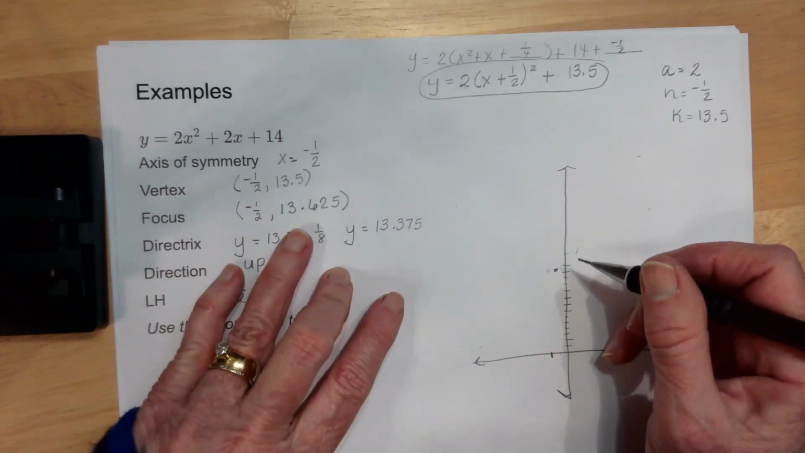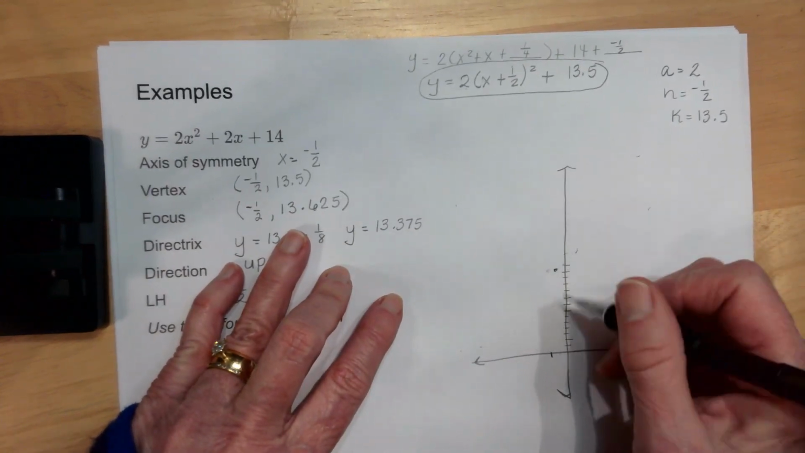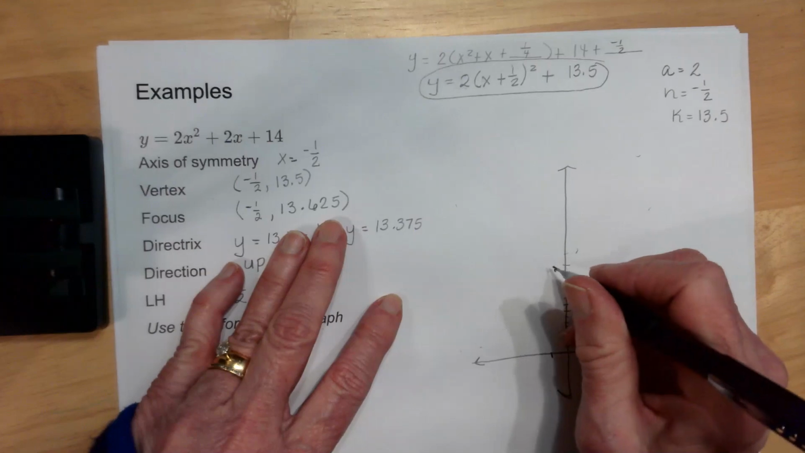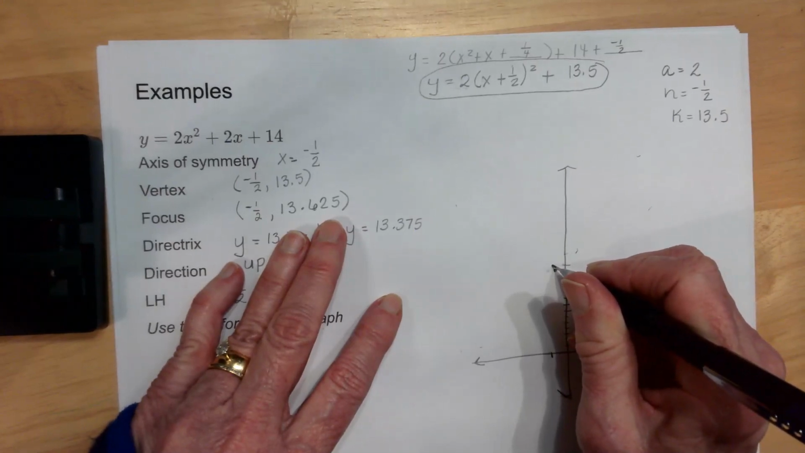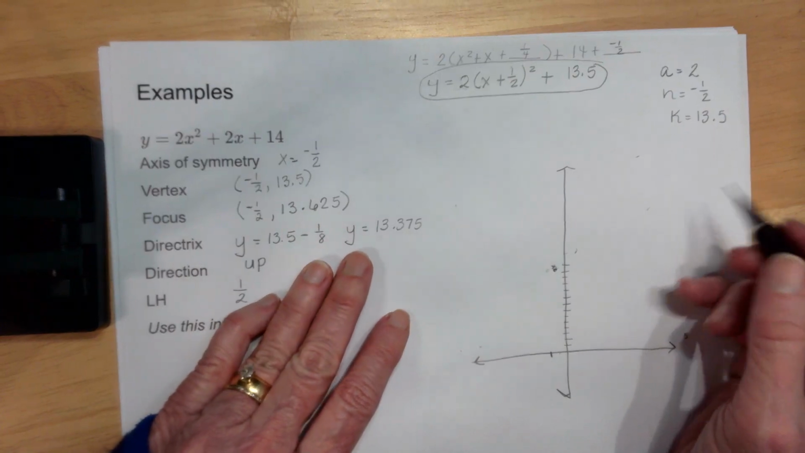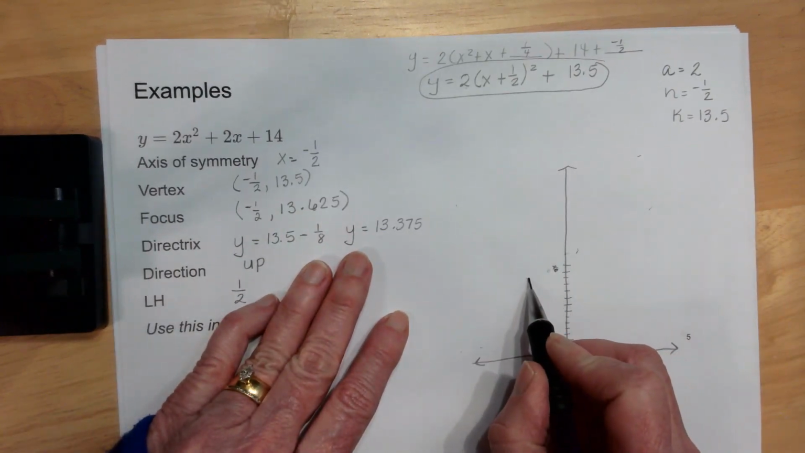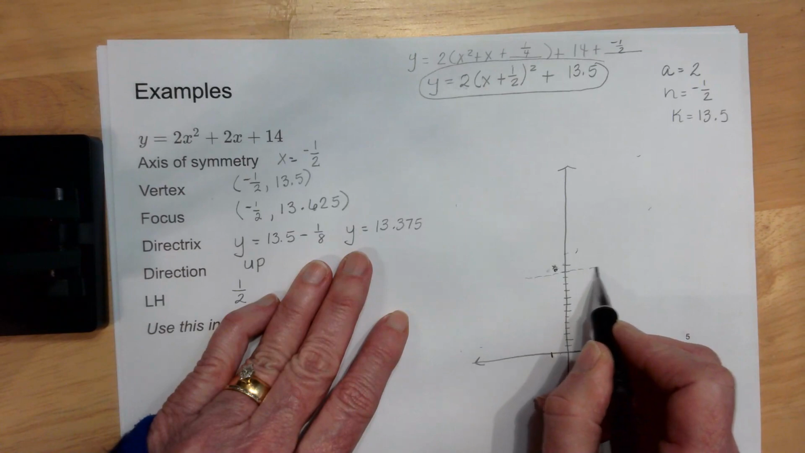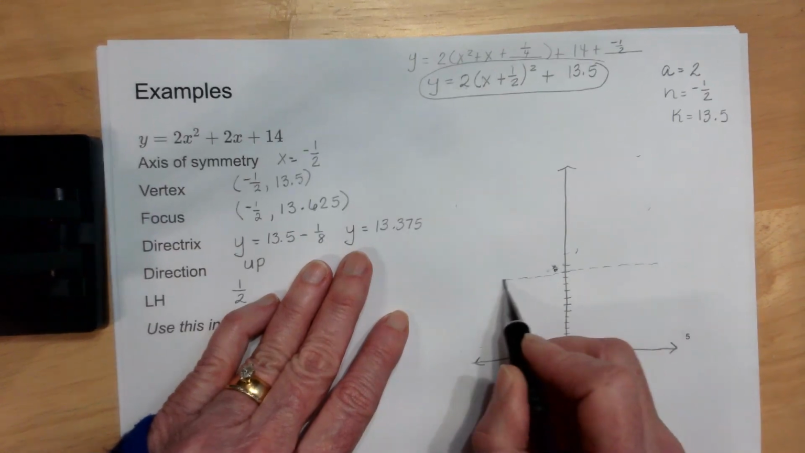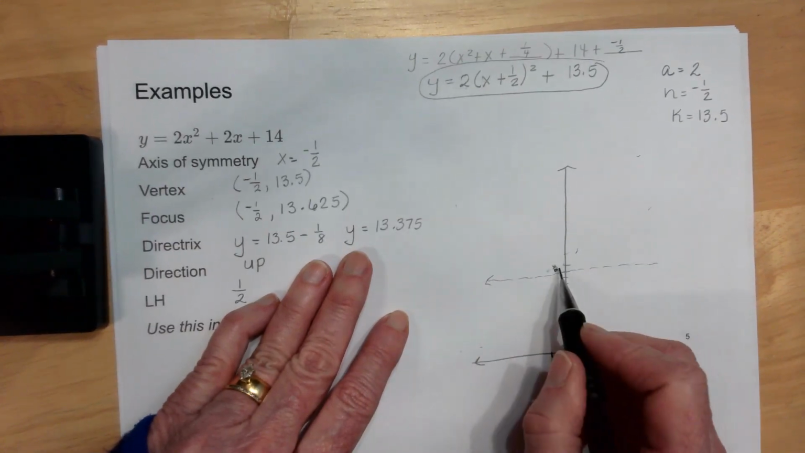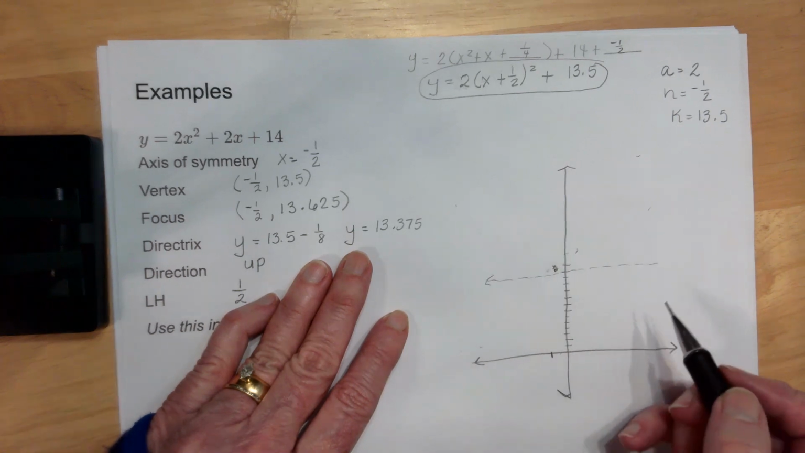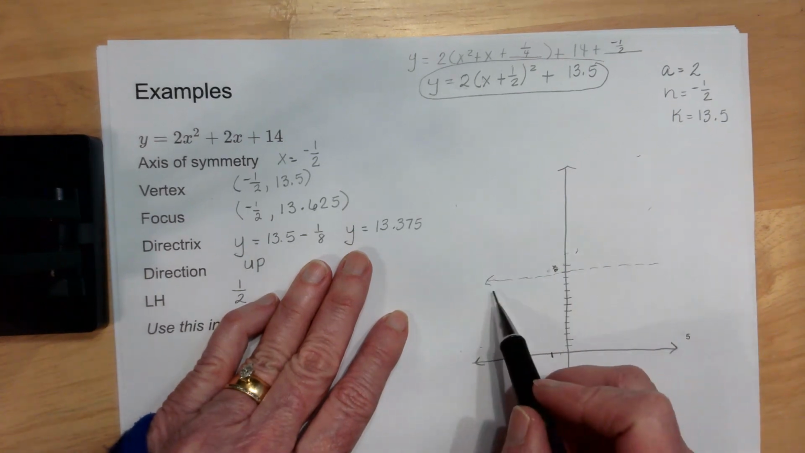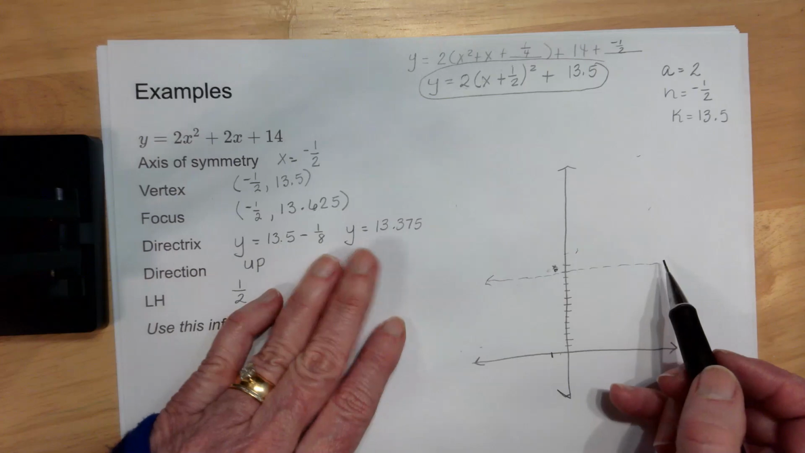I know it's going to open up. Now my focus is 1/2, 13.6. So I'm just going to go a little bit above it, and I'm going to put an X. My directrix is 13.37, so I'm going to go a little below it and draw a dotted line. So here's my focus, the X. It's hard to see on this. This one's small, and here's my directrix.